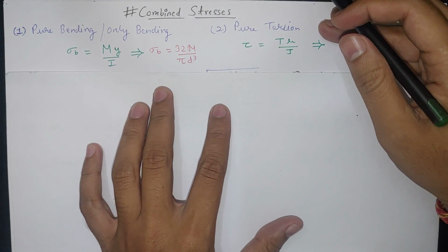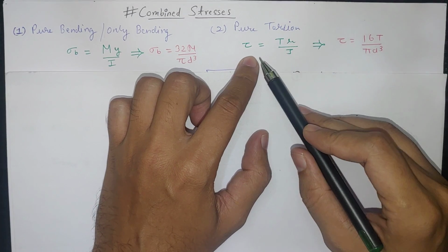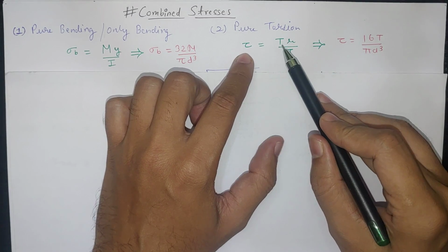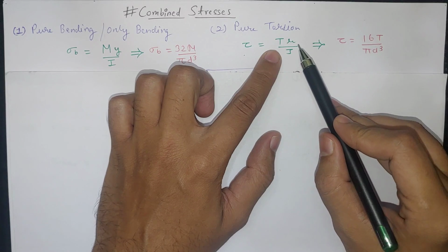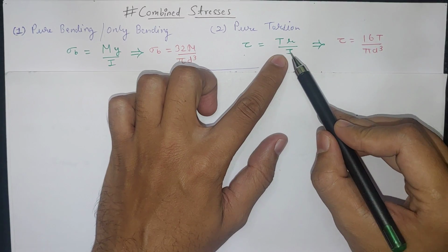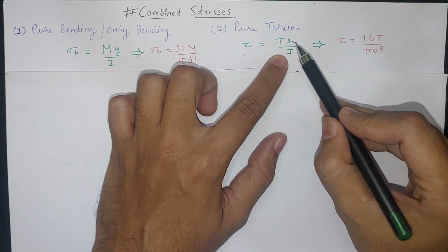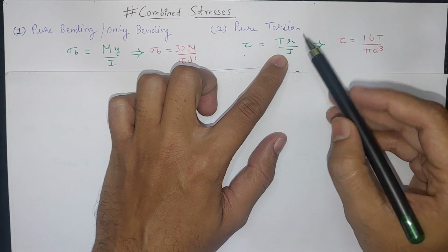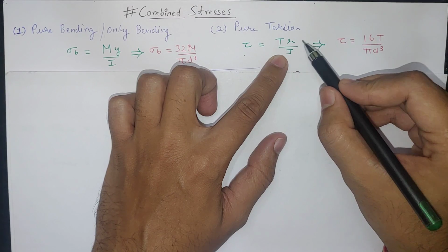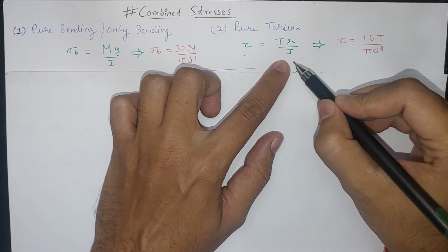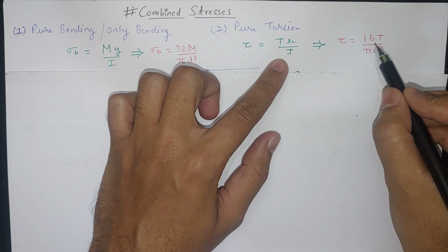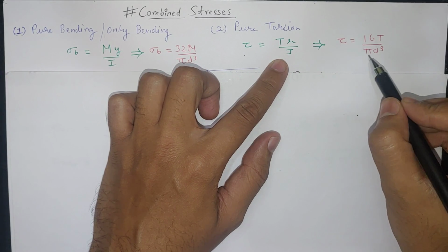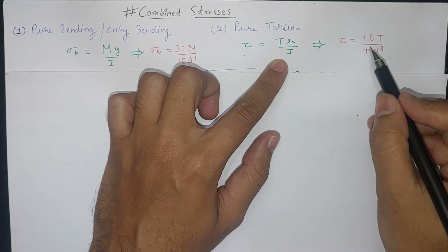And if you see pure torsion, then the shear stress is equal to T r by J. T is the torque we have applied, r is the radius of this cylindrical bar, and if we put a capital R, it will be at the edge, meaning the extreme-most fiber, and J is the polar moment of inertia of the cross section. So tau will be 16 T by pi d cube.